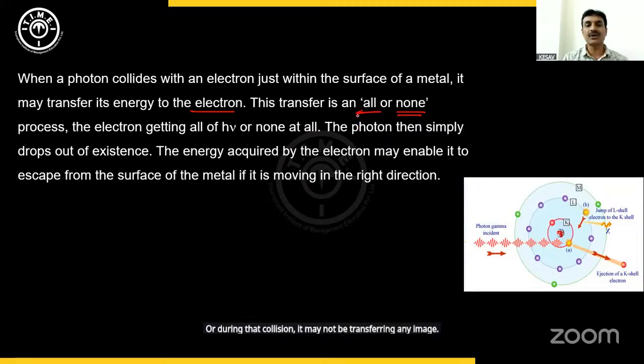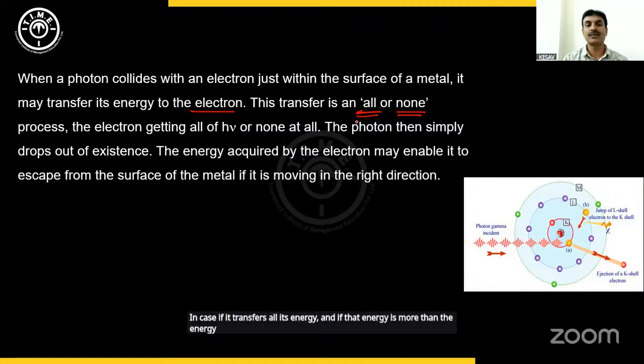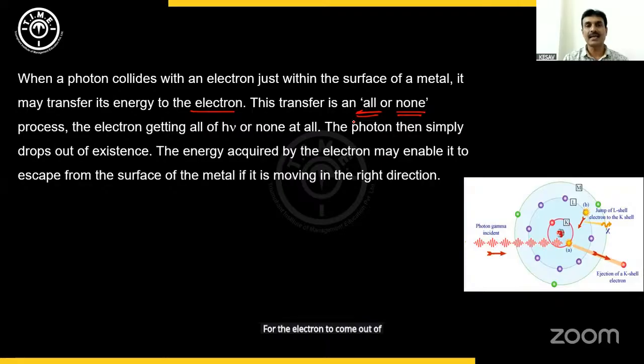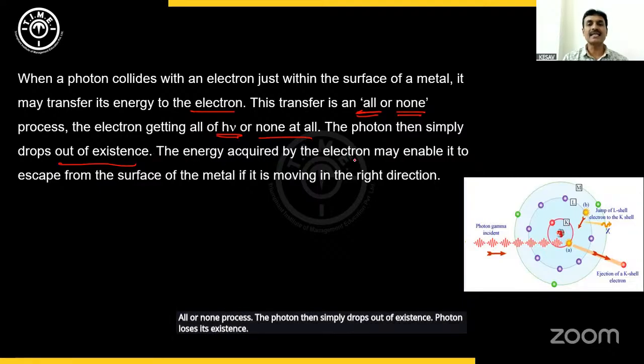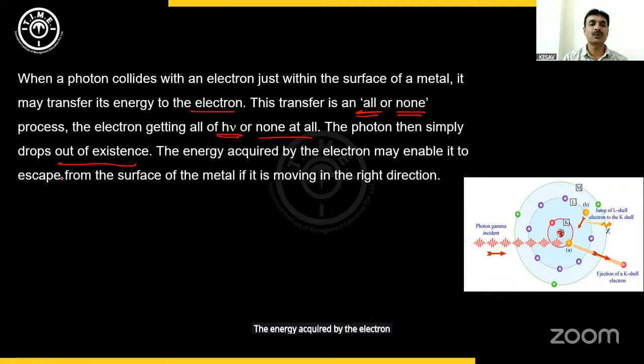In case it transfers all its energy, and if that energy is more than the energy required for the electron to come out of the metal surface, then that electron will be released from that metal surface, causing photoelectric current. Right. So the electron gets all of h nu or none at all. It's an all or none process. The photon then simply drops out of existence. The energy acquired by the electron may enable it to escape from the surface of the metal if it is moving in the right direction.